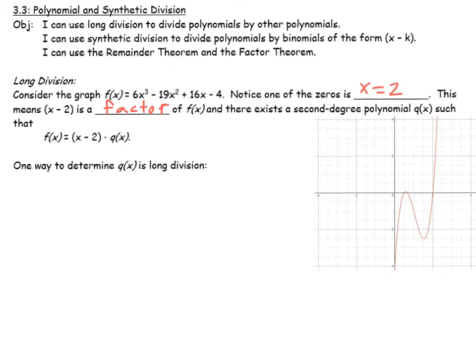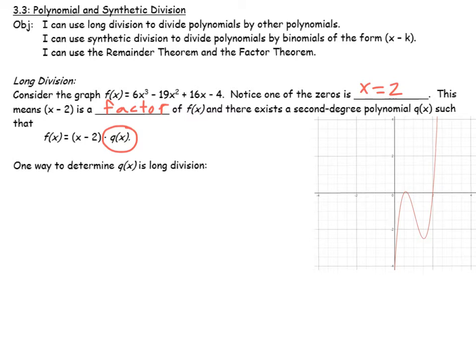Here's what's going on. I can see for this third degree polynomial that x minus 2, I believe, is a factor because x equals 2 appears to be a zero. If I were to divide out that factor, there is some second degree polynomial, in other words, a quadratic, that's what's left over after I take that factor out.